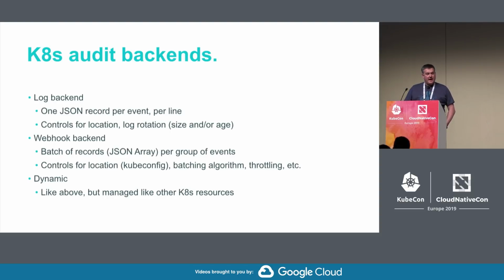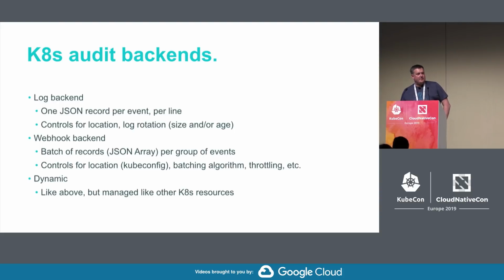When you set up a webhook backend, what happens is it does a little bit of batching. So it'll take a small number of events, turn it into a little chunk, make a JSON array out of it, and then post it off to your webhook. Again, you have controls for the locations. You can say what host name and so forth to send it to. And then some controls about how the batching actually happens. You can say, wait 500 milliseconds before sending me some events, or wait 5 seconds before sending me some events. And also some controls about rate limiting and other kinds of stuff that you can do when you're setting up the webhook backend.